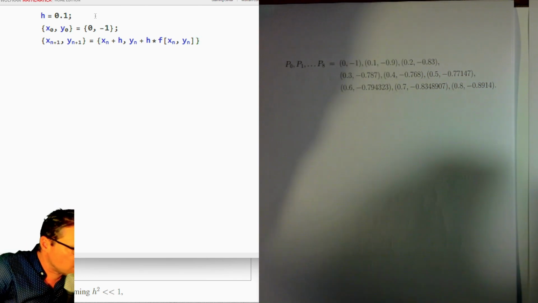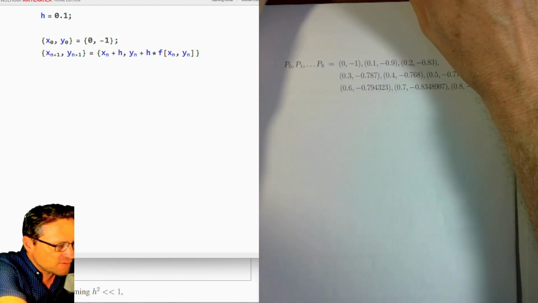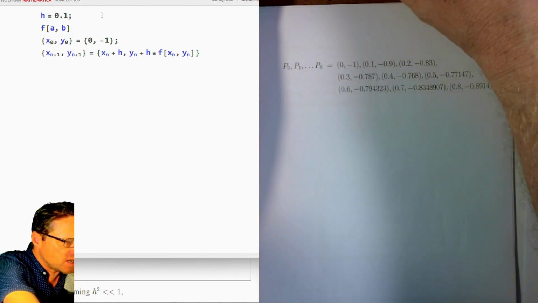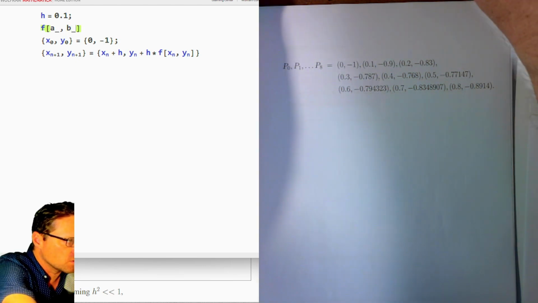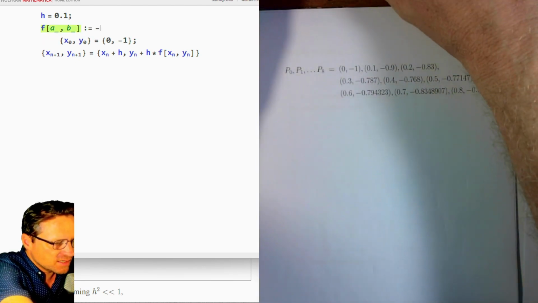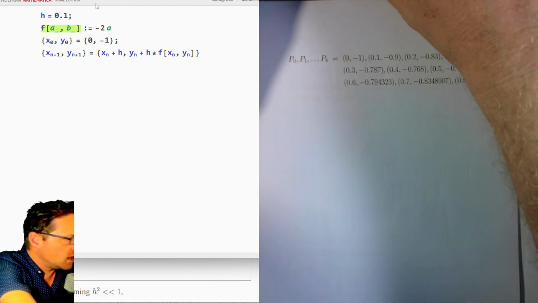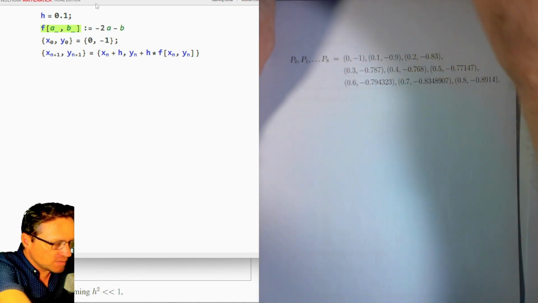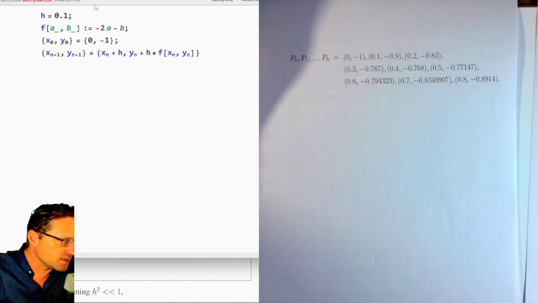So up here, I will want to define that function. So I'm going to do it in terms of a and b. I need underscore here and here, colon equals. All right, now what this function is, it's minus 2a minus b as a function of a and b. All right, so there's the function.